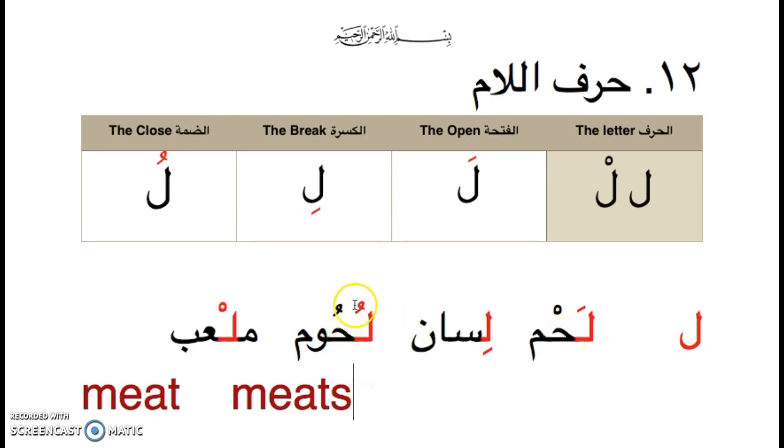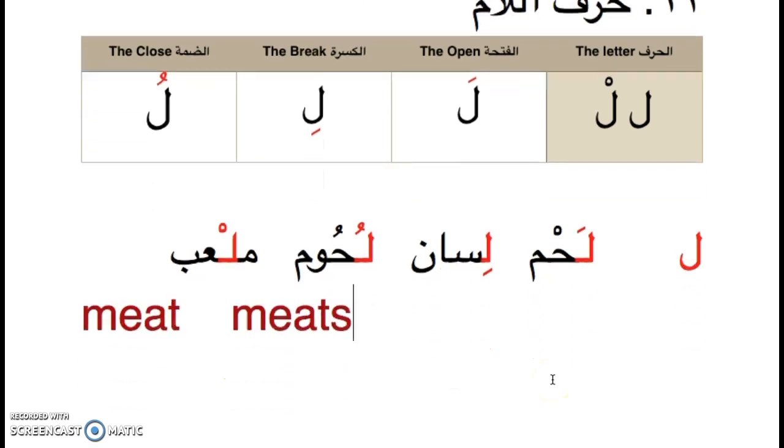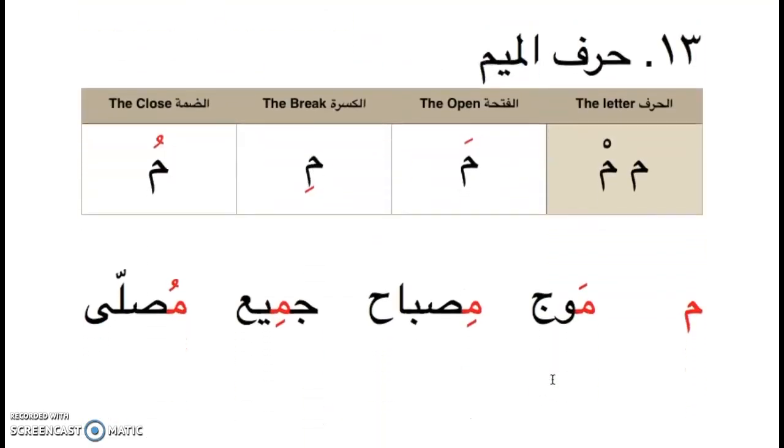Now let's focus on the lu and la. Laham, luhum. Mal'ab is playground. Or it could mean pitch. Like, mal'ab al-kura, meaning the pitch of the ball. And when we say the ball, we mean soccer or football, depending on where you live. Anyhow, mal'ab. We know how to say them. Let's move to number 13.